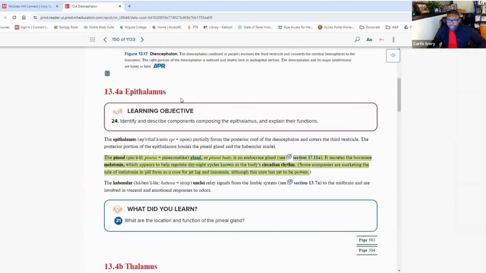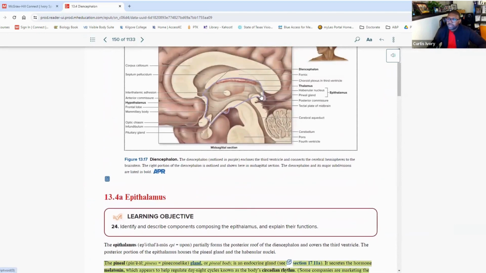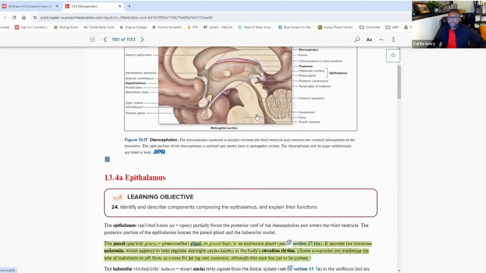So the pineal gland, which is responsible for making the melatonin, is right here on the very back underneath the corpus callosum. This one is for making melatonin. This is what's going to operate your sleep cycles. This is what's going to tell your body that it's time to start, for your brain to start winding down and getting ready for bed.